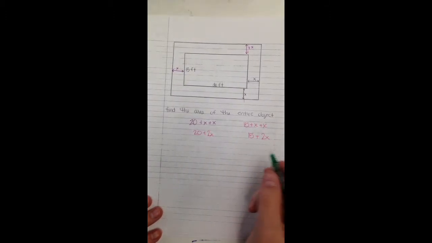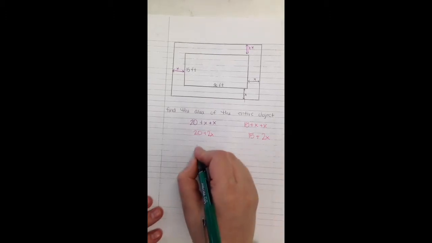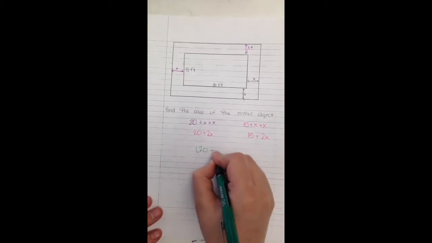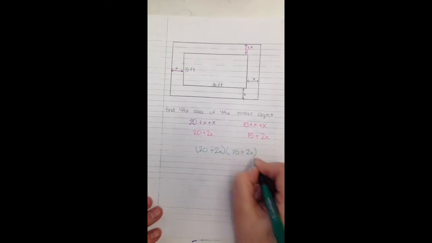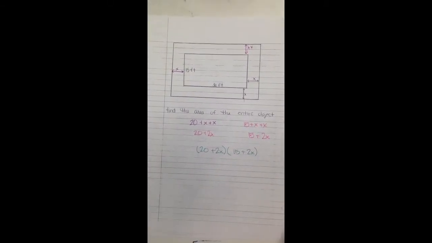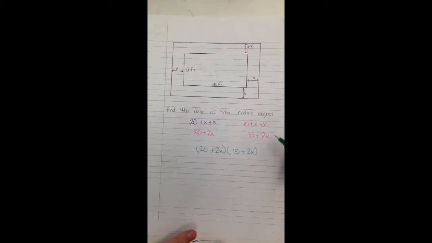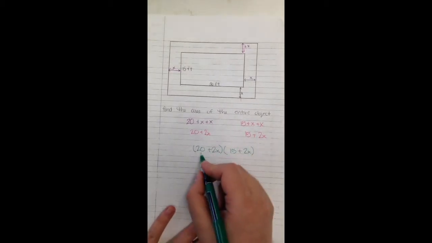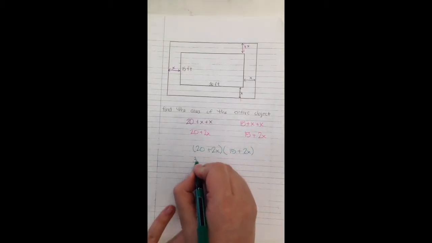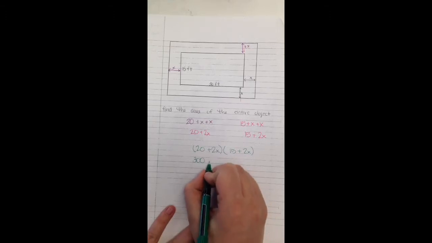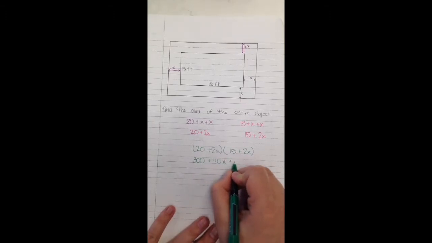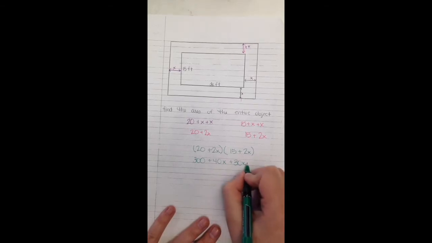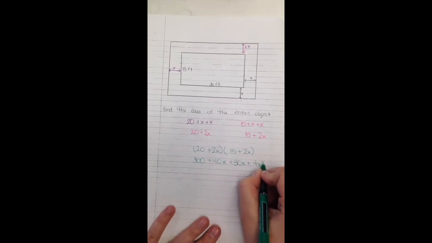Now, I want to find the area, so I'm going to take them times each other. I'm going to say 20 plus 2x times 15 plus 2x. Since they are both binomials, you have to put them both in parentheses before you start multiplying. We're just going to use FOIL. So first gives me 300. Outside gives me plus 40x. Inside gives me plus 30x. Last gives me plus 4x squared.